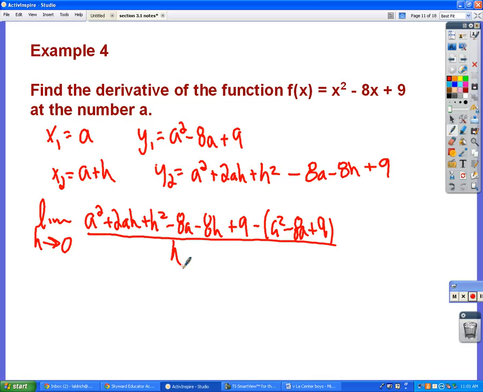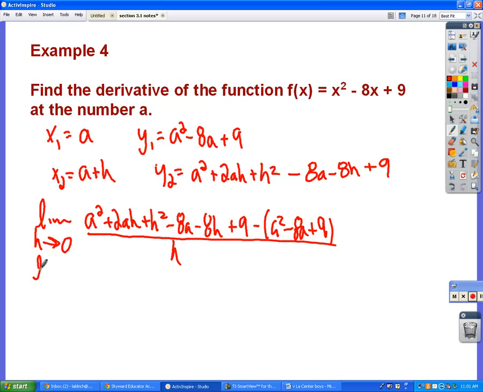Wait, hold on. I'm looking at it right now, but it's quite difficult. So this thing right here is the f of a plus h, right? And then this thing right here is just f of a. Why is it minus? Because in your little formula, it's f of a plus h minus f of a. So it's minus this stuff.